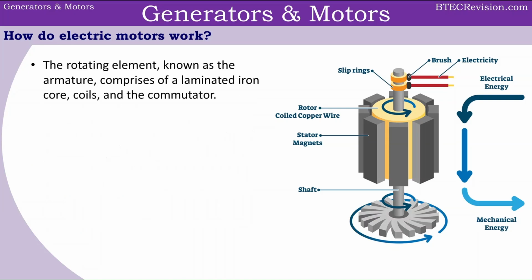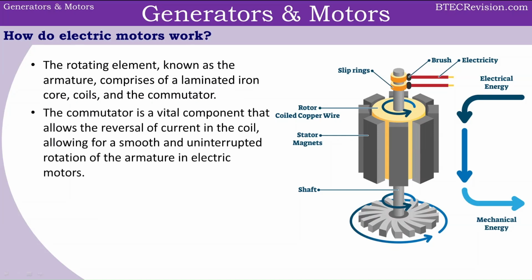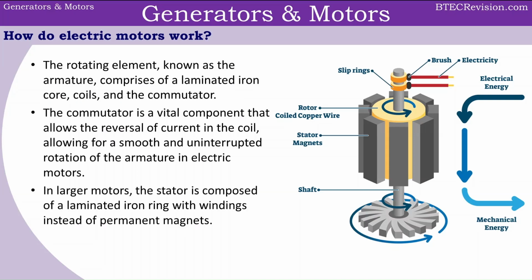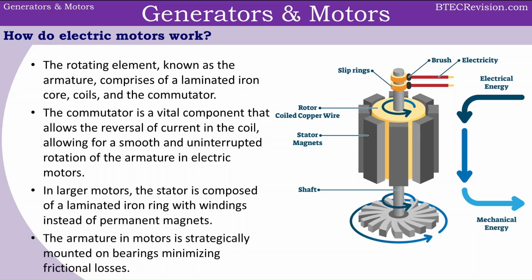The rotating element known as the armature comprises a laminated iron core, coils, and the commutator. The commutator is a vital component that allows the reversal of current in the coil, allowing for a smooth and uninterrupted rotation of the armature in electric motors. In larger motors, the stator is composed of a laminated iron ring with windings instead of permanent magnets. And the armature in motors is strategically mounted on bearings, minimizing frictional loss.